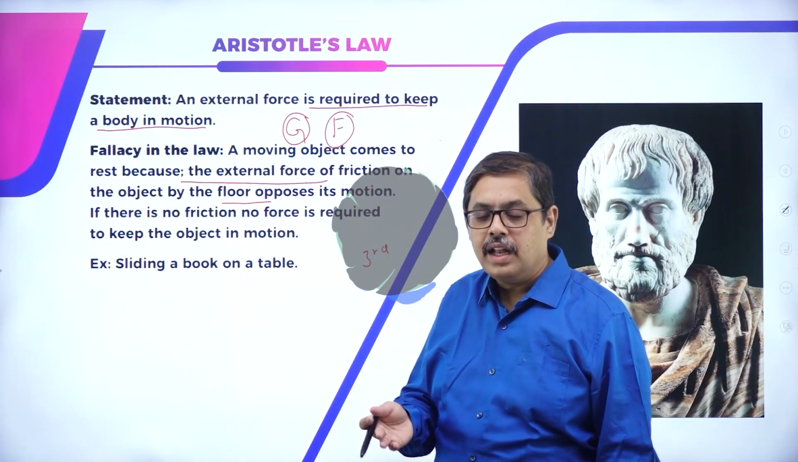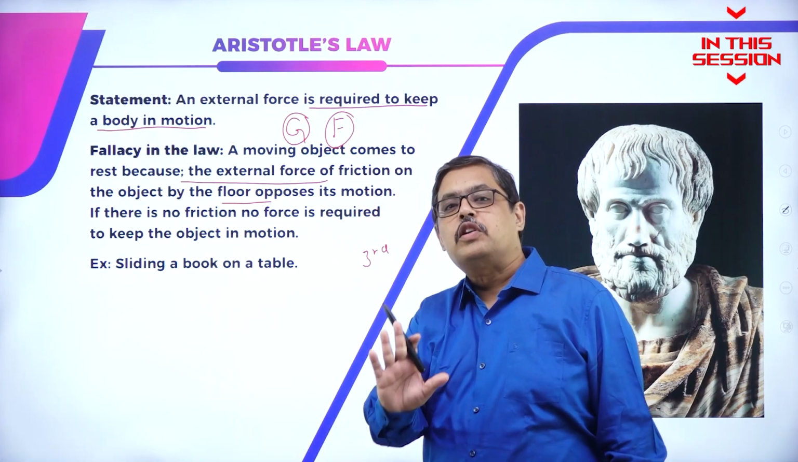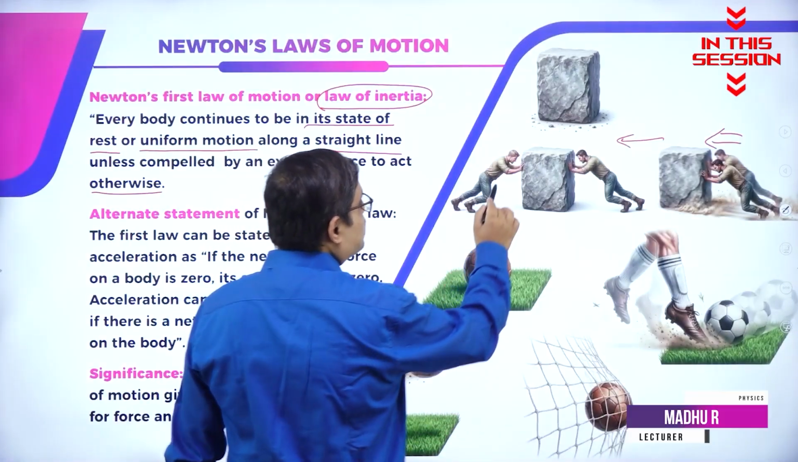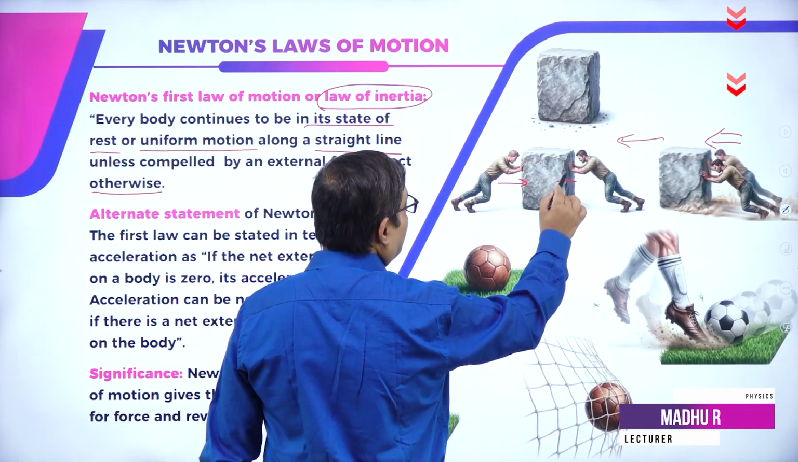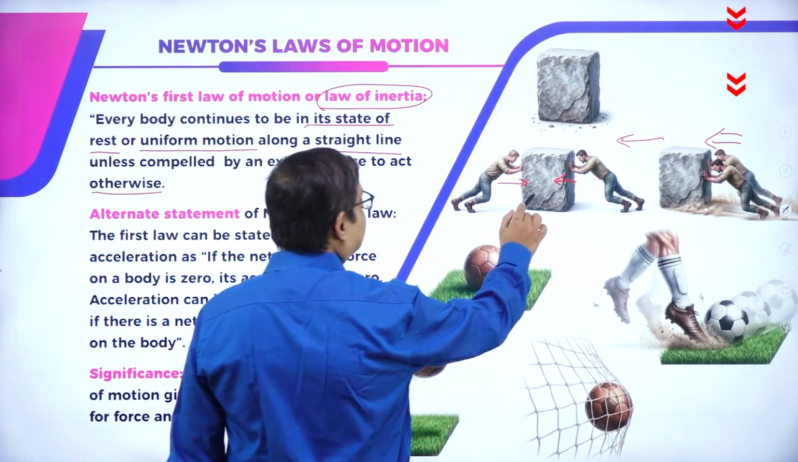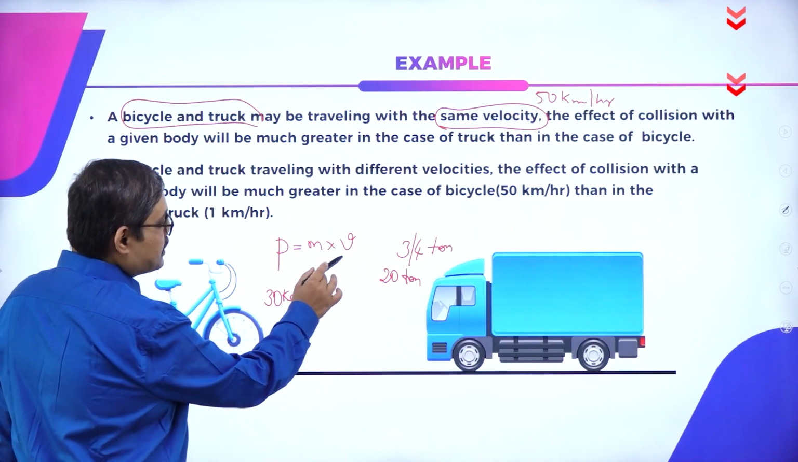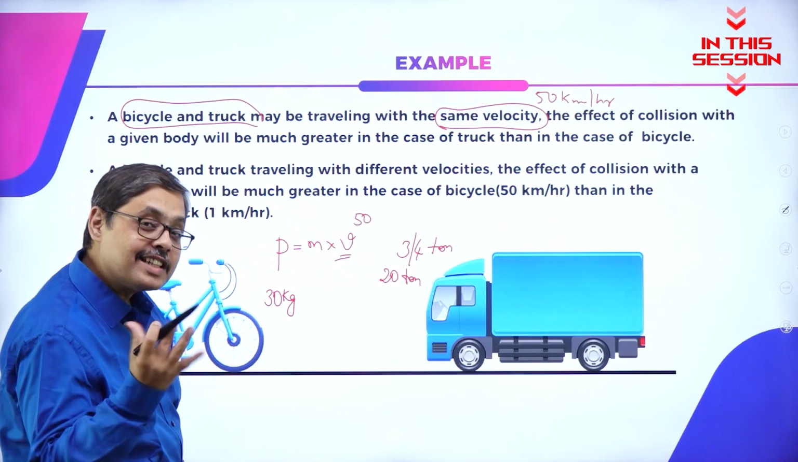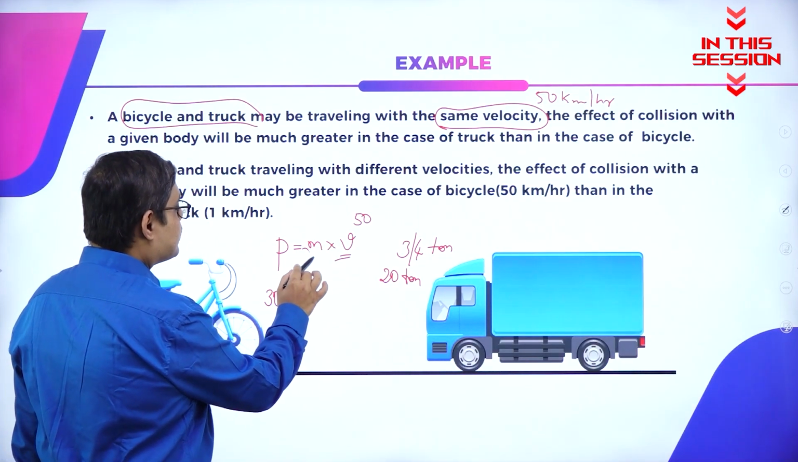If you roll a ball, the friction opposes the movement of the ball between the ball and the floor. The same stone is being pushed by two persons but in opposite directions. What will happen? The net force will be 0. The velocity was the same. It was 50 km per hour. What was the change? It was the mass.